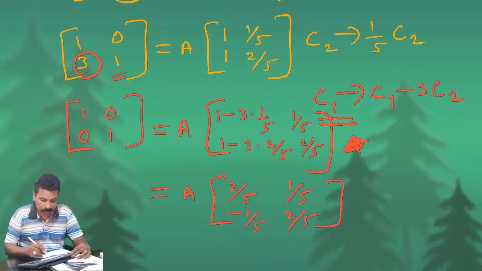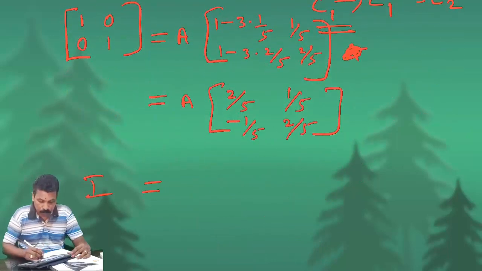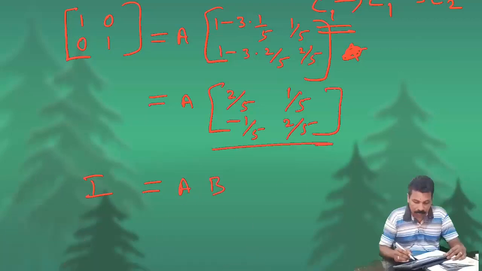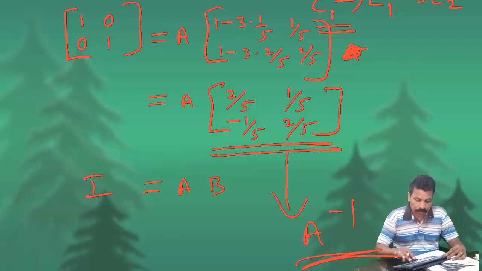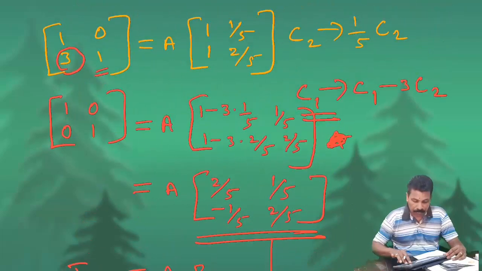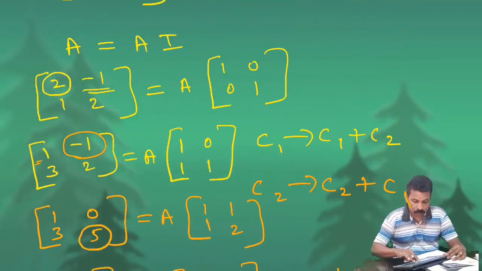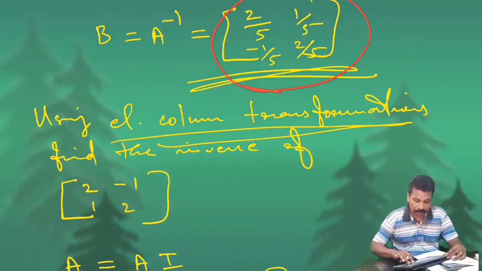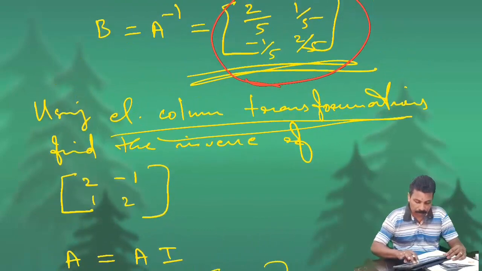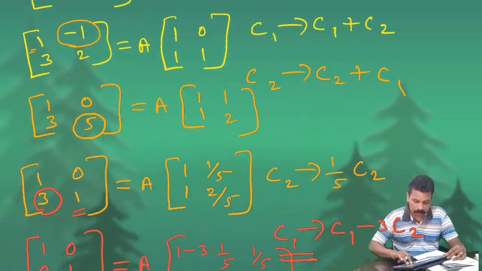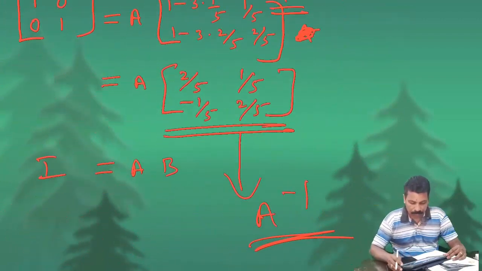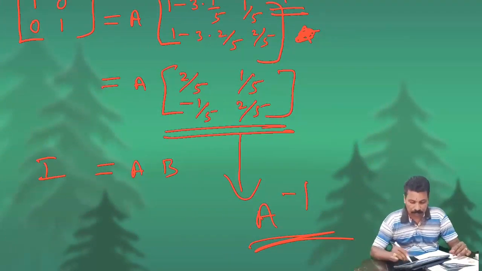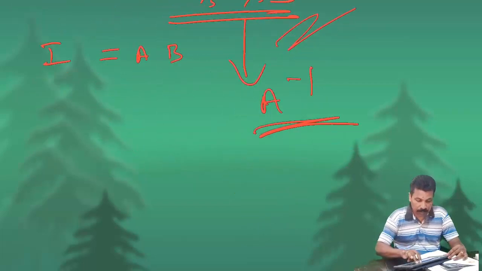And what equation do we reach? Identity matrix is equal to A into B, where B is this, and this will be the inverse of A, that is A inverse. And you can verify the same answer we obtained previously also. What was our answer? That is 2 by 5, 1 by 5, negative 1 by 5, 2 by 5. So, here also we got the same answer, that is 2 by 5, 1 by 5, negative 1 by 5, 2 by 5. So this way we can proceed with it.